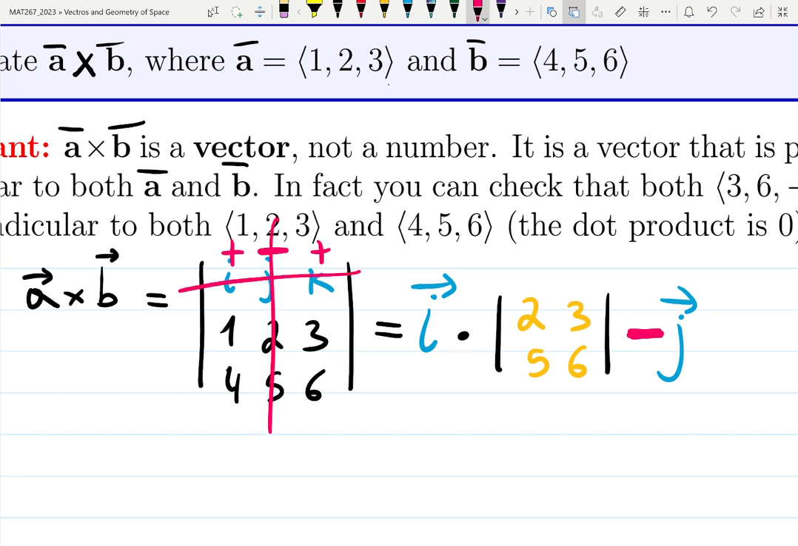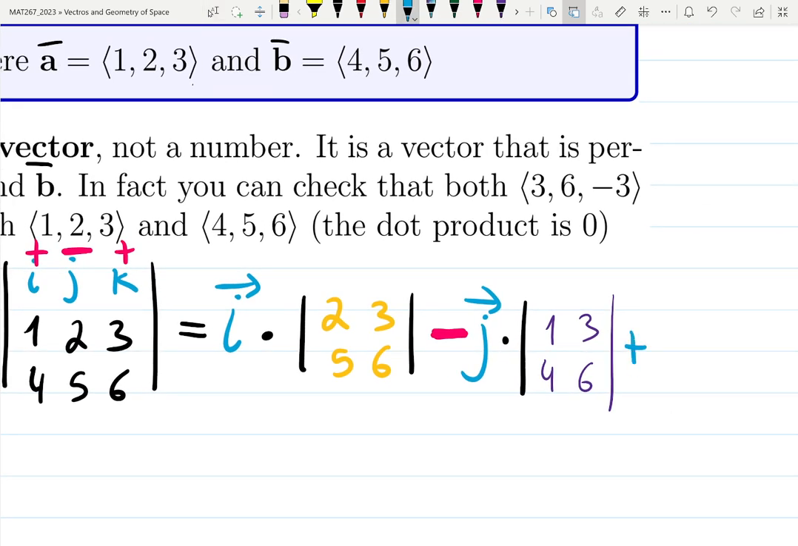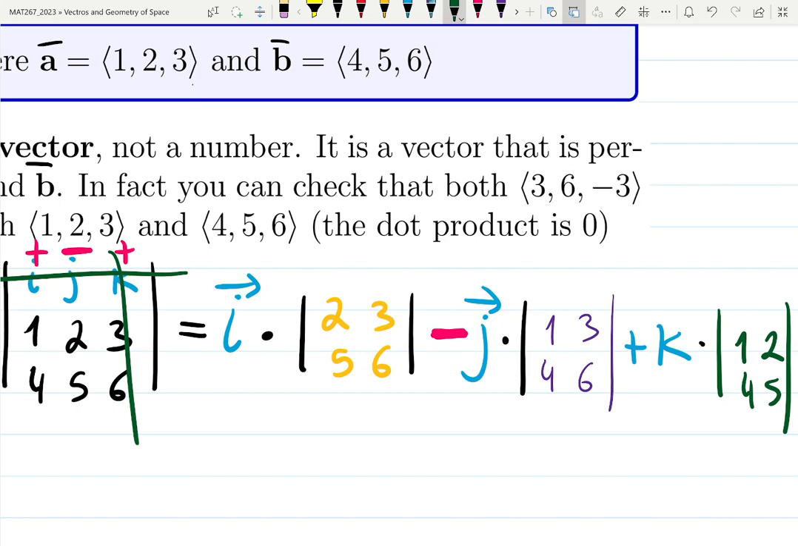Now, I'm dropping the row and column. What is the determinant? 1, 3, 4, 6. Let me put it in purple. You can put a pencil or your hand over it. Some people put a pencil and cover it visually on the paper, and then they see 1, 3, 4, 6. And the last one is plus k. What is the determinant? Whatever is left is 1, 2, 4, 5.